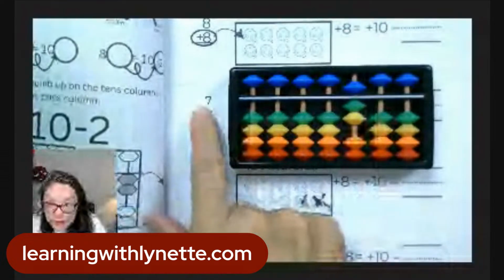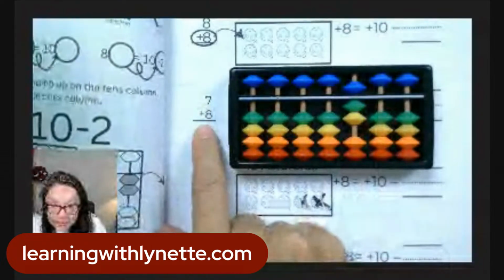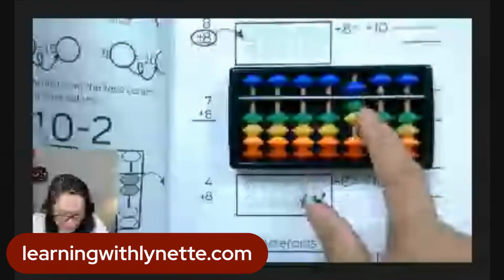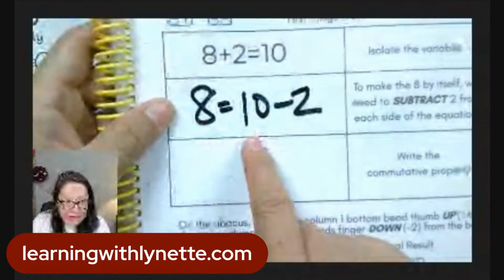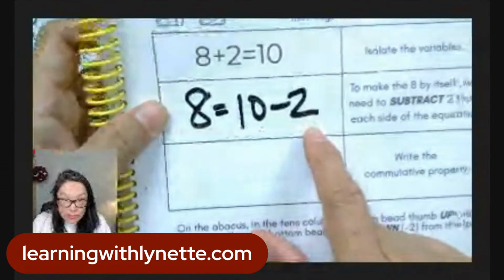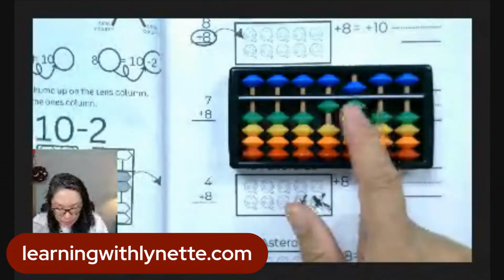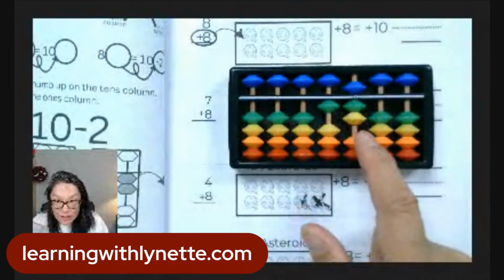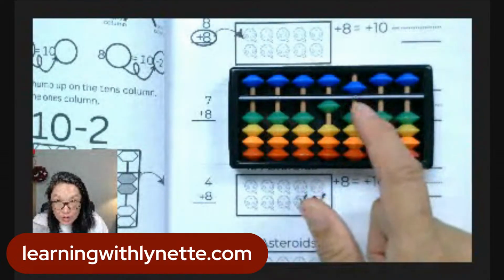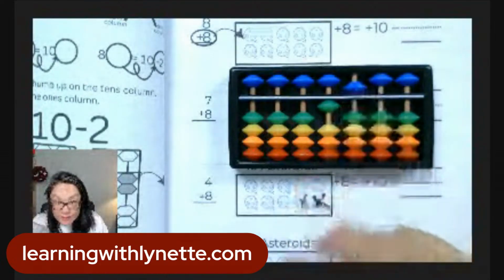It's the same concept. We have 7, and we have to plus the 8. We want to add the 8. To add the 8, there's not enough beads to add the 8. What do we do? Plus the 8 is equal to plus the 10 minus 2. So what are we going to do? Plus the 10, and then take away 2. My final answer is 15.